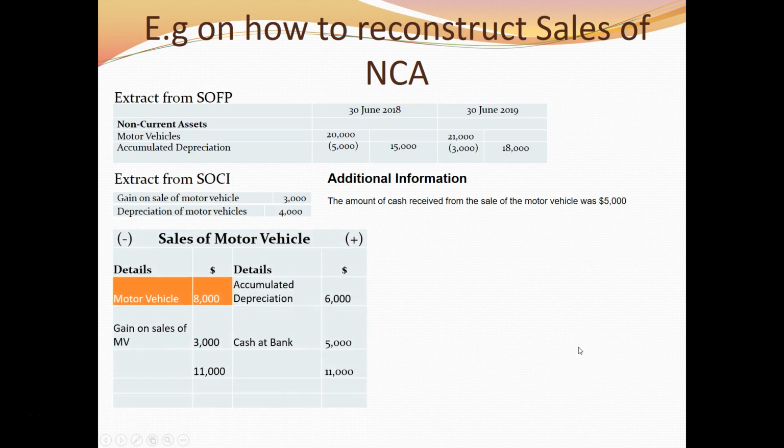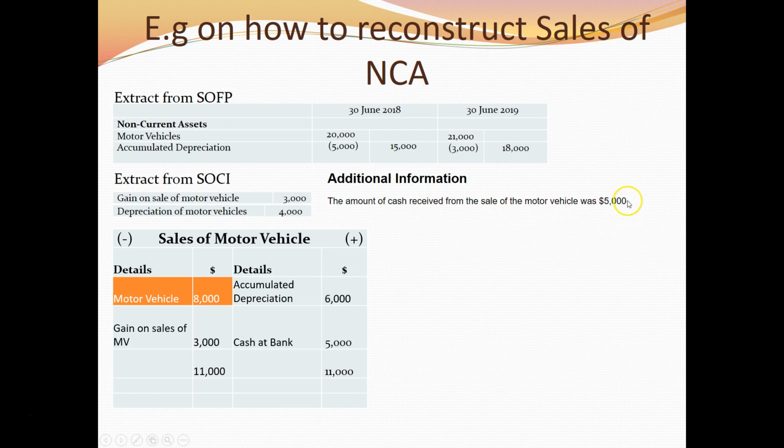Let's apply this information. Let's say this is the information that we receive from our question. In the SOFP, we have motor vehicle, opening balance and closing balance. We have accumulated depreciation, opening balance and closing balance. We have gain on sale of motor vehicle. We have depreciation of motor vehicle. And then we also have information about how much we receive from the sale of motor vehicle.